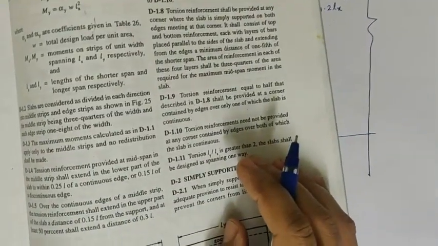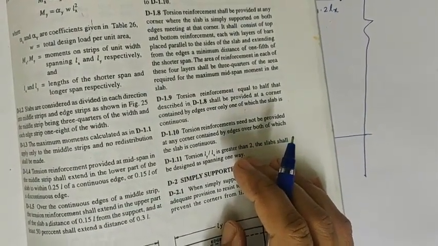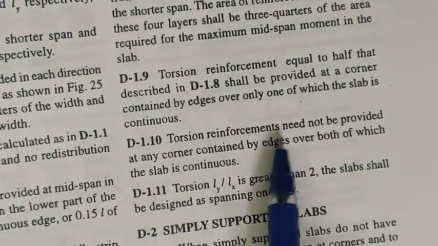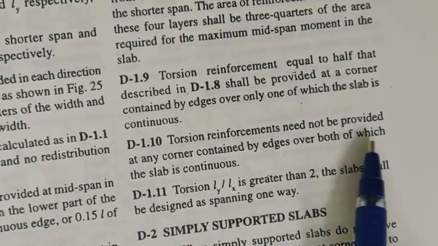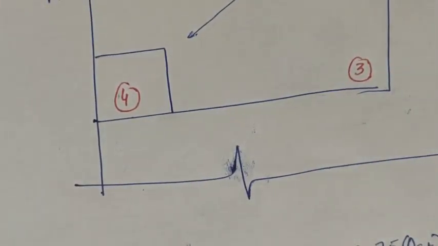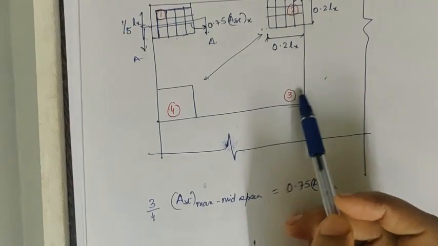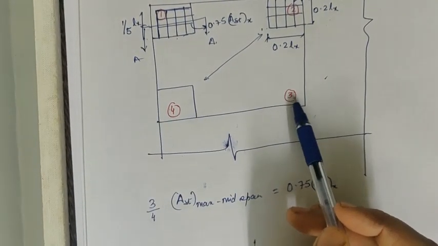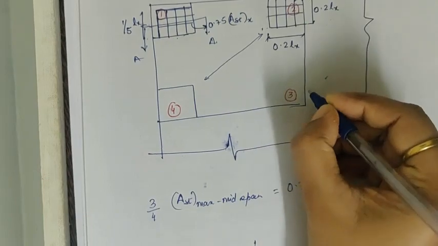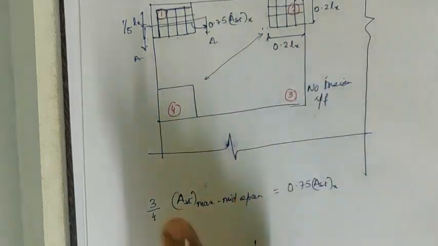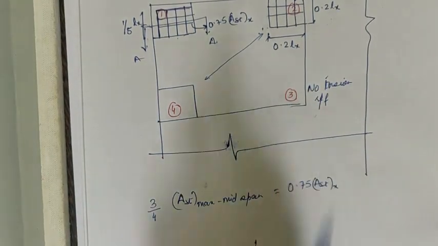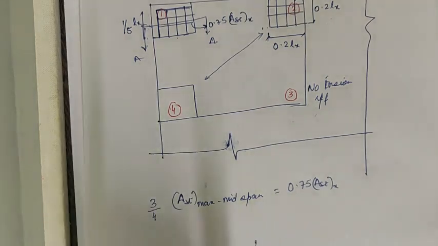Now, what does the next clause say? It says torsion reinforcement need not be provided at any corner contained by edges over both of which the slab is continuous. So, it says that if both the edges are continuous, like this particular corner number 3, then we do not require reinforcement. No torsion reinforcement is required for this corner, because this particular corner is continuous on both the sides. So this is the clause for torsion reinforcement.